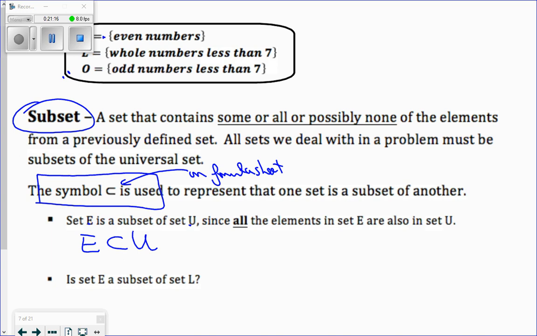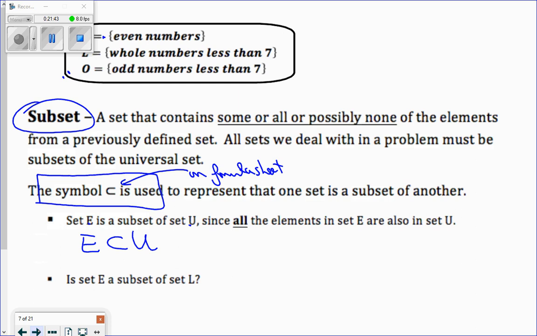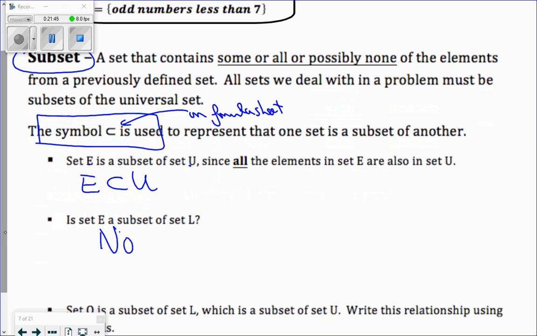Is E a subset of L? So I'm just going to go back to the last screen here. E is 0, 2, 4, 6, 8. L is 0, 1, 2, 3, 4, 5, 6. So are all the elements of E also in L? No. It's got the 0, the 2, the 4, the 6, but it doesn't have the 8. So the answer is no. The way we would write that is E is not a subset of L. So you'd put a diagonal line through it.